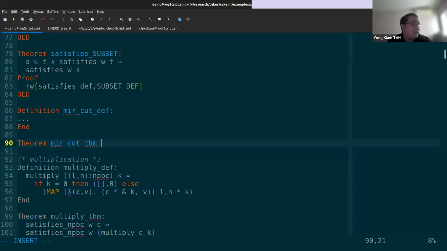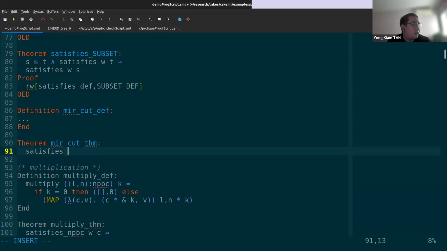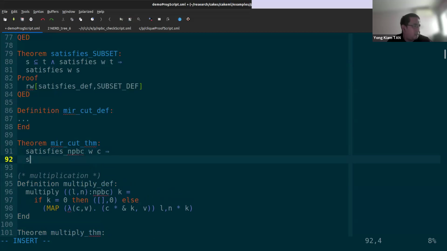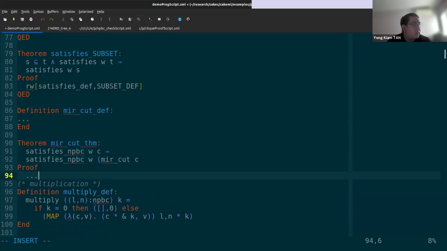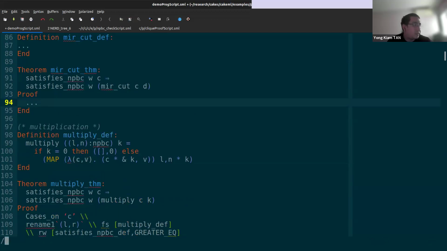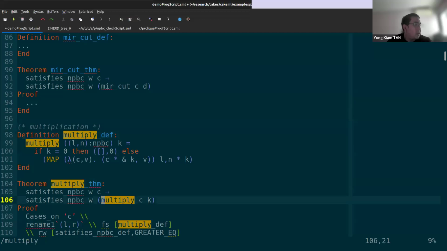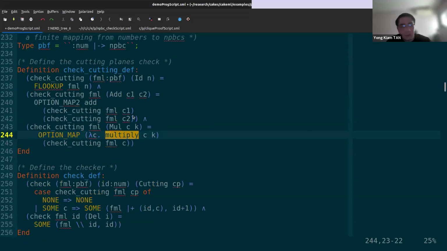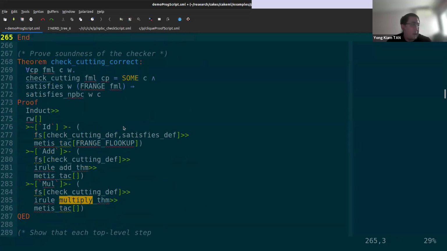Then you would prove the soundness of it: given a constraint C, applying the meerkat with, I guess, a divisor D, you would show this kind of correctness theorem for it. And then what you would do is add it to the cutting planes checker. And I would say the rest of it, in the case of meerkat, would be more or less mechanical.